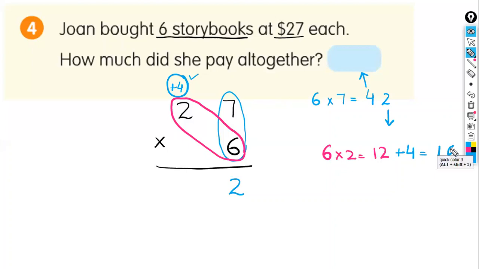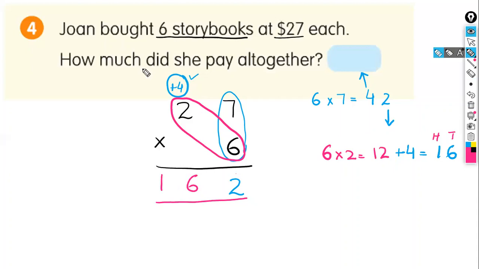Now, this 16, we already have 2 at the ones place. Now, this 6 will be placed at the tens place, and this 1 will go over to the hundreds place. So it is 6 and 1. So my answer will be 162. Now the answer is not complete.